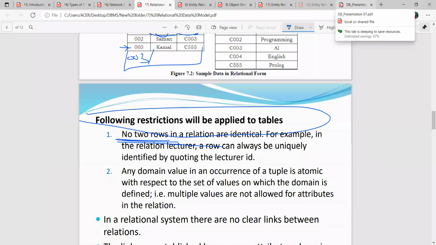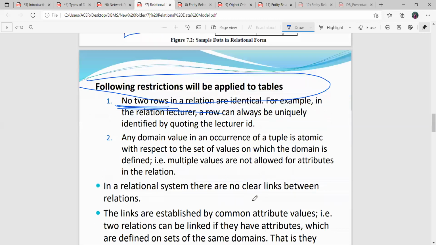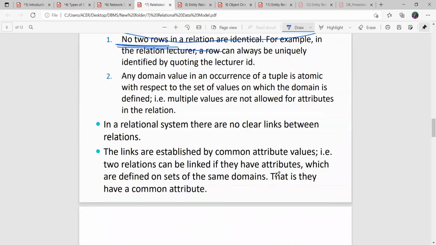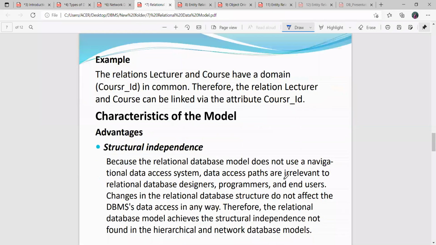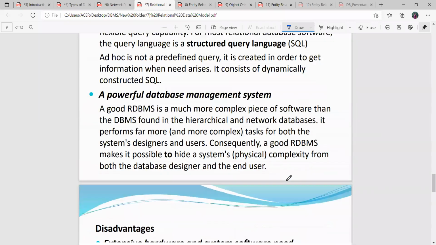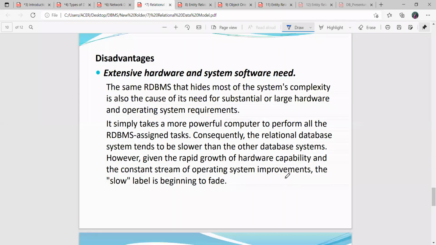Okay. Then you can see any domain value in an occurrence of a tuple is atomic with respect to the set of values on which the domain is defined. That means multiple values are not allowed for the attributes in a relation. So these are the characteristics. No need to discuss these things. You can go through them and get some idea about the advantages and disadvantages of this model. Then let's move into our next model.